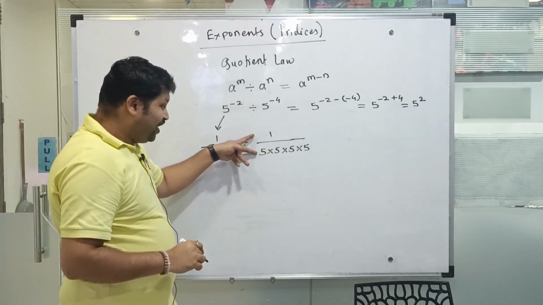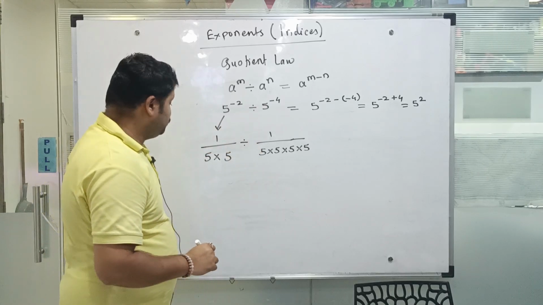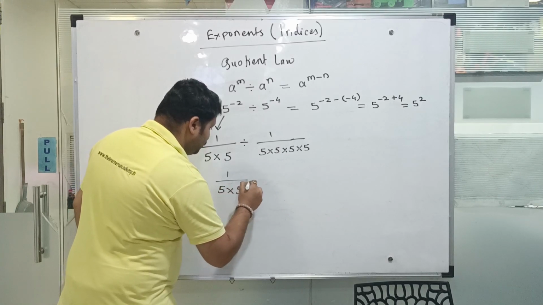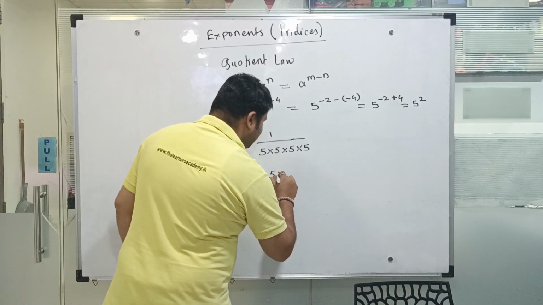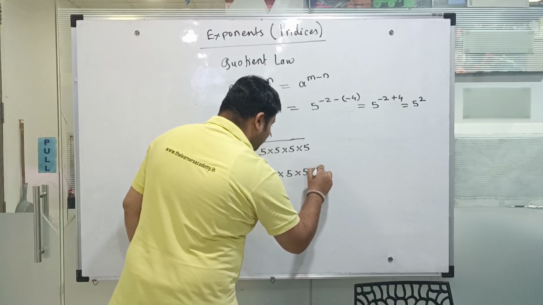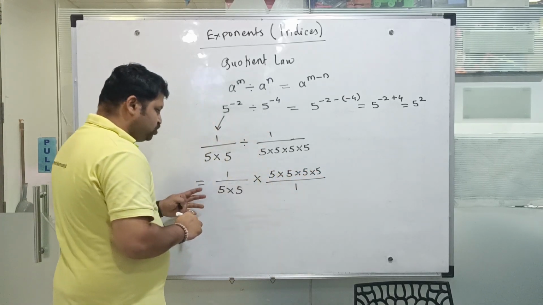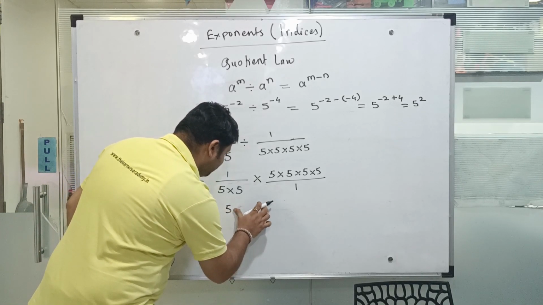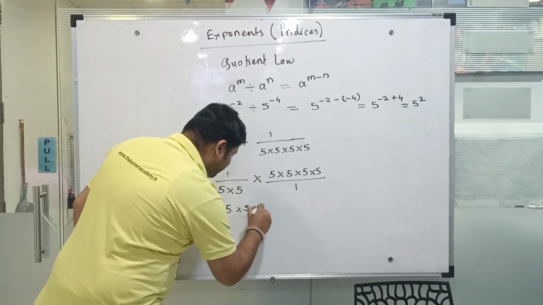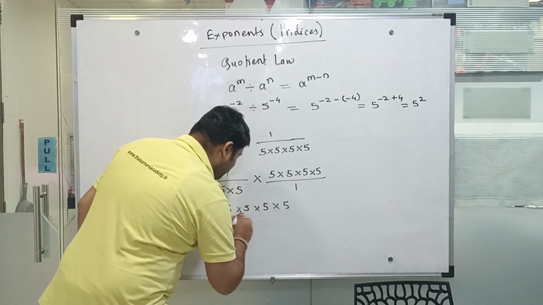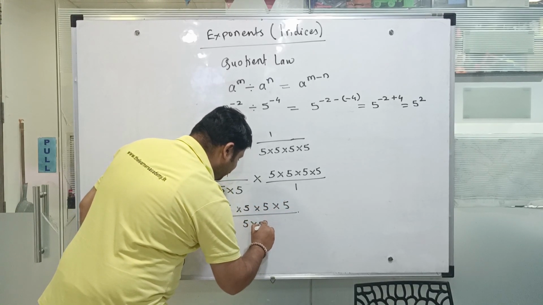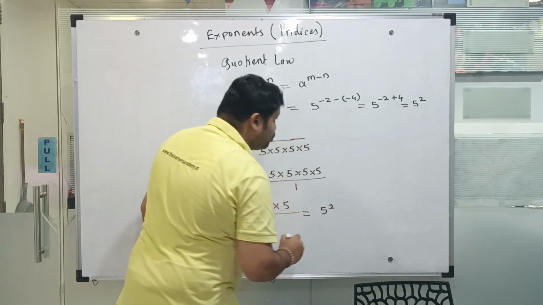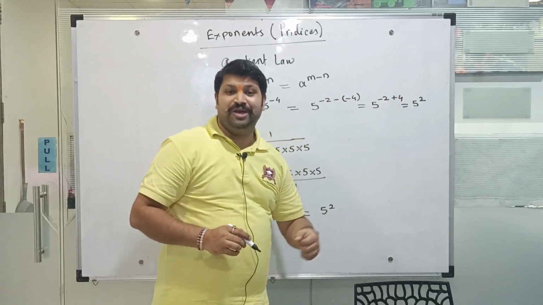Now since we are dividing it, what we'll do is multiply it by the reciprocal. So we'll end up with the final answer as 1 upon 5 multiplied by 5 multiplied by 5 multiplied by 5 multiplied by 5 multiplied by 5 upon 1. So when we multiply it out, the final answer should be 5 multiplied by 5, 5 multiplied by 5 multiplied by 5 multiplied by 5 divided by 5 multiplied by 5. These two 5's cancel each other out, giving me the final answer as 5 to the power of 2, which I got using my formula.